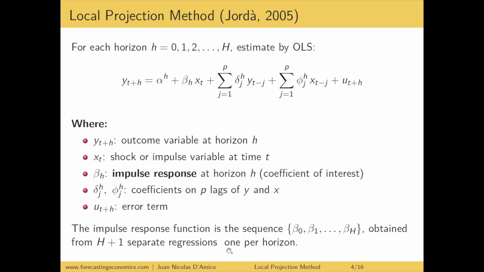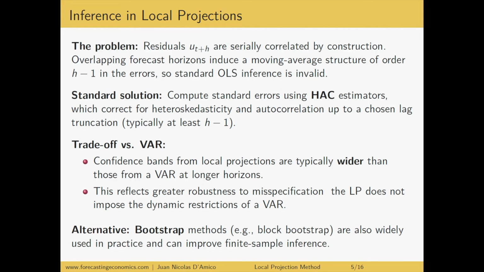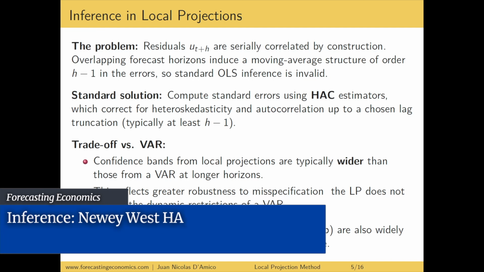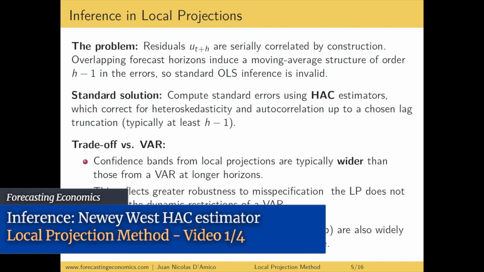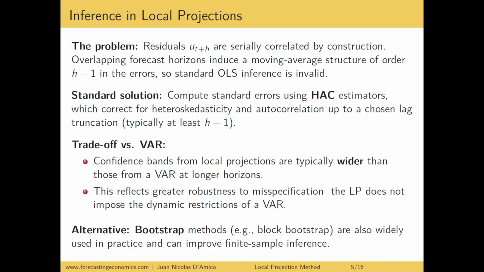regressions, one per horizon. There's something I would like to discuss briefly in local projections, that is inference. There's a problem with local projections, that is that the residuals are serially correlated by construction. Overlapping forecast horizons induce a moving average structure of order h-1 in the errors, so standard OLS inference is invalid.